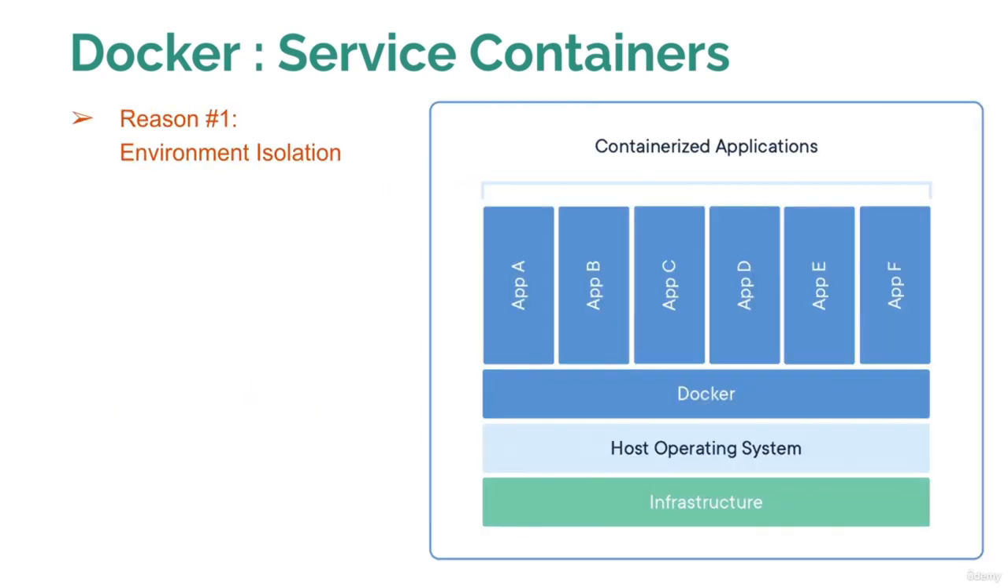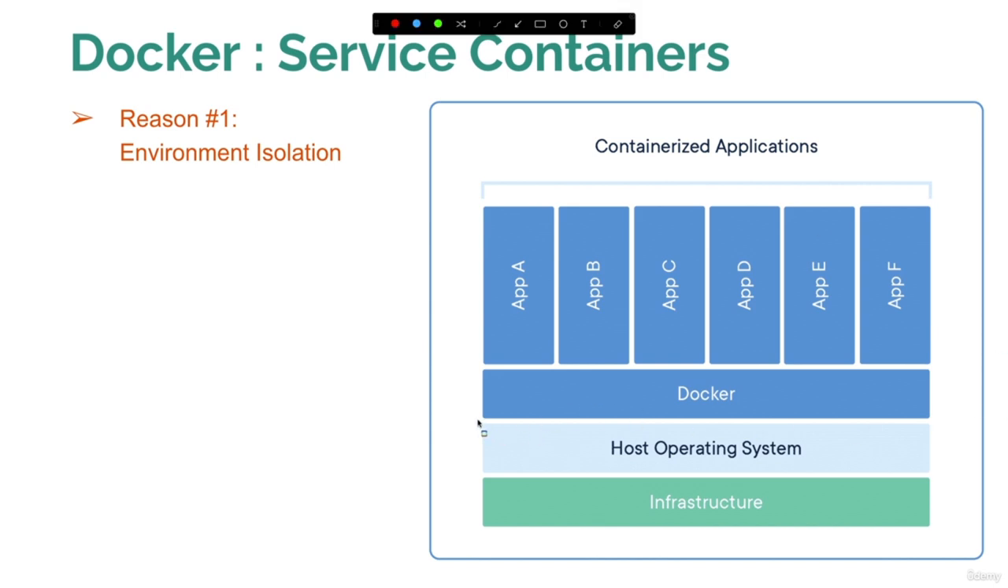So the first reason Docker became so popular is environment isolation. As a developer, it was a really tough task to configure the application for different versions of software on a single machine. Now you can create an isolated environment called a Docker container with the help of Docker, and each container may have a different version of your application.